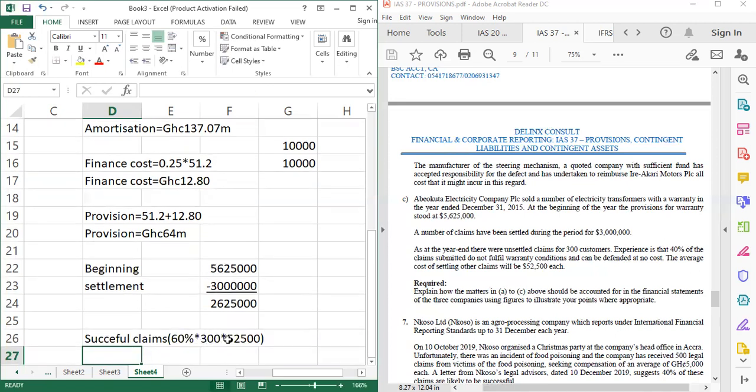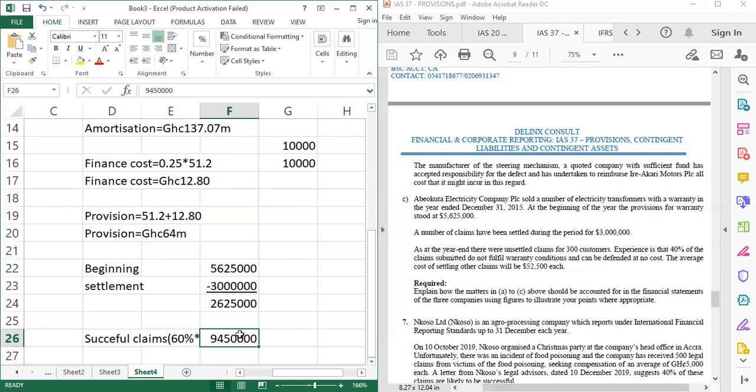So what will be the value? 9,450,000. 9,450,000. Thousand. Okay, this is now the new provision, isn't it? This is now the new provision.